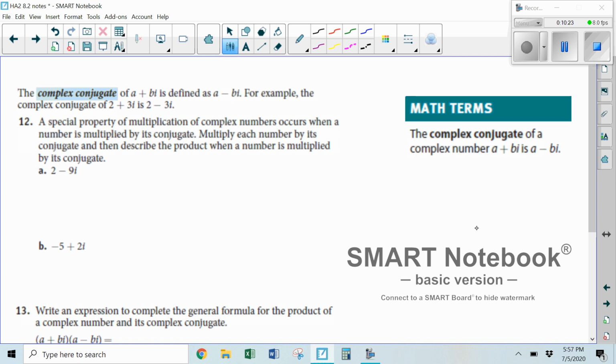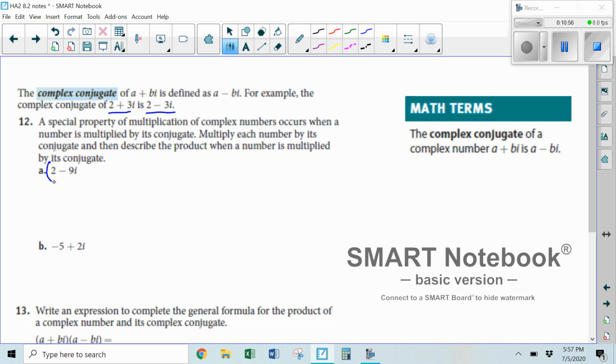The complex conjugate, so that's a new term, of a plus bi is defined as a minus bi. For example, the complex conjugate of 2 plus 3i is 2 minus 3i. Very simple. The real part stays the same. The imaginary part becomes the opposite. Number 12, a special property of multiplication of complex numbers occurs when a number is multiplied by its conjugate. Multiply each number by its conjugate, and then describe the product when a number is multiplied by its conjugate.